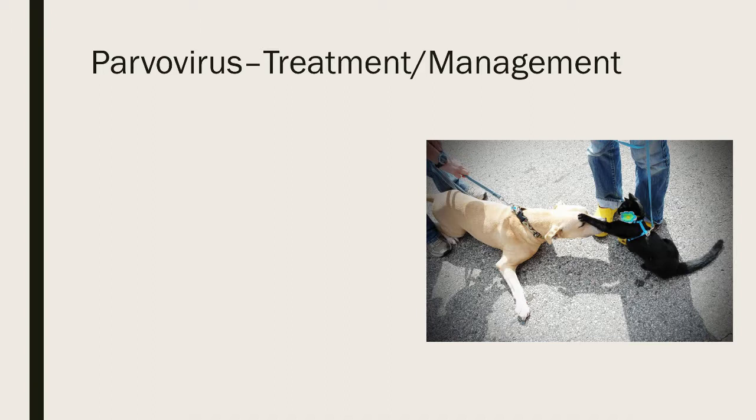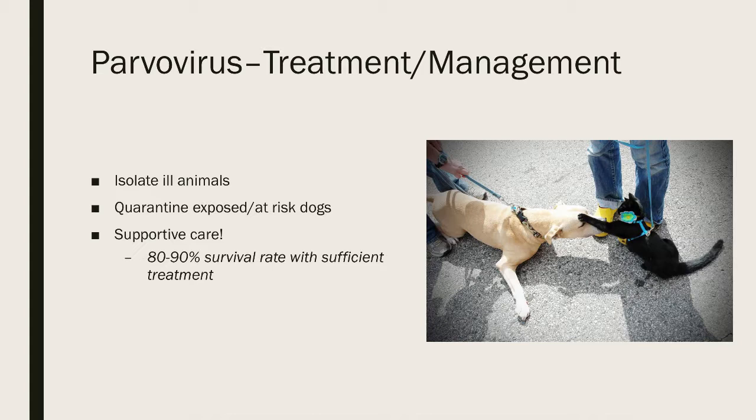So how is it treated? Again, isolate your ill animals. You want to quarantine all exposed and at-risk dogs because, depending on their immunity level, you want to make sure that you're monitoring them to make sure they don't break with disease.